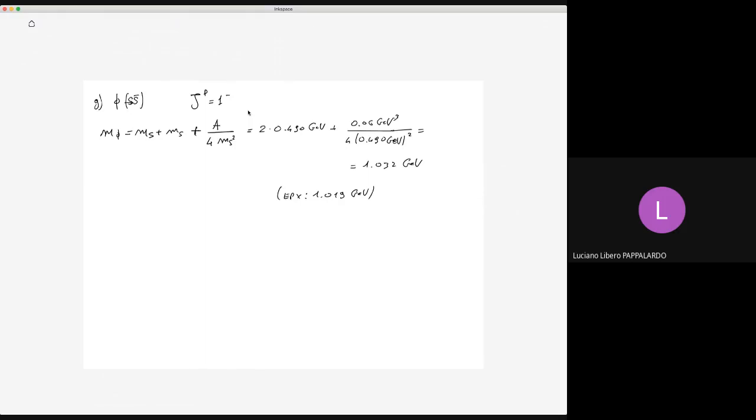Thank you for your patience. Thanks for prolonging this lesson, but at least we are done with the mesons, and next time we will continue with the baryons. Any questions?